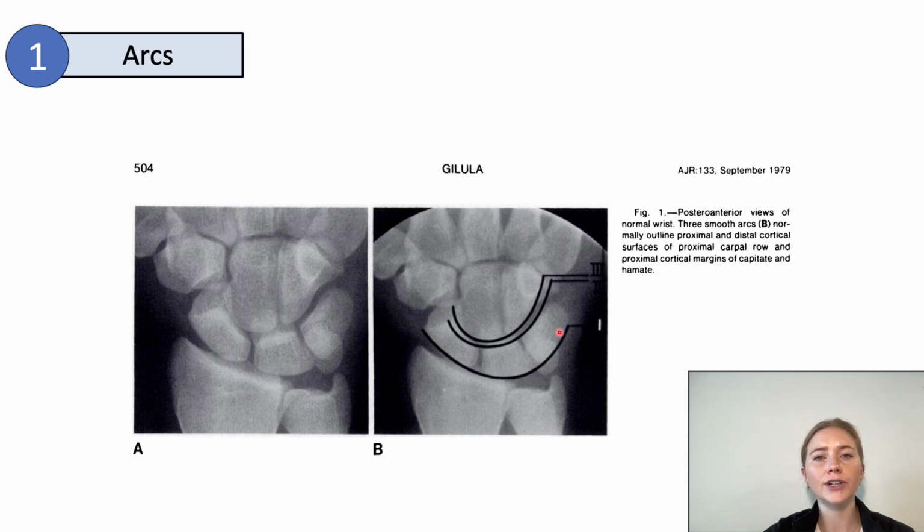The second arc is created by outlining the other side or the distal border of that same proximal row. So that's the second line there. And then the third arc is created by the proximal border of the distal row. So it's very close to that second curve. However, the third arc basically ends at the trapezoid bone there, and it only traces the hamate and the capitate. On x-rays, these 3 arcs can be seen as 3 smooth curves.